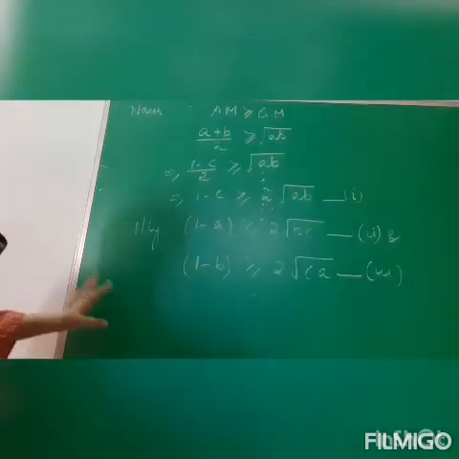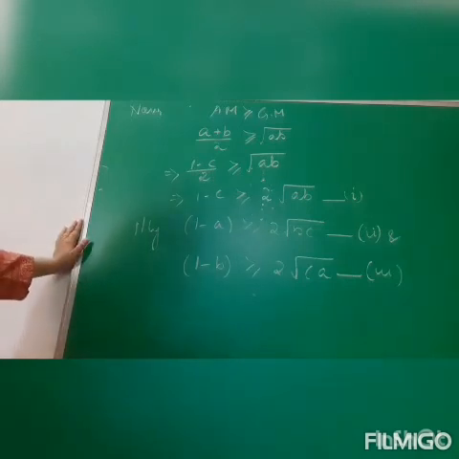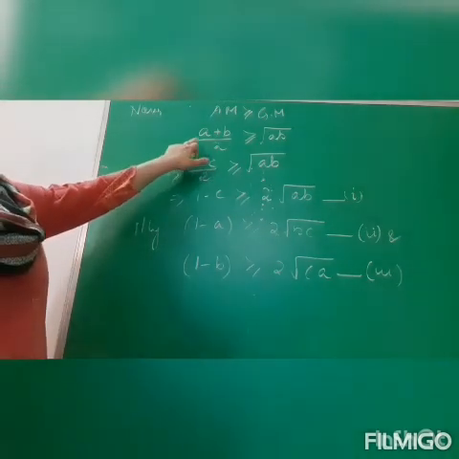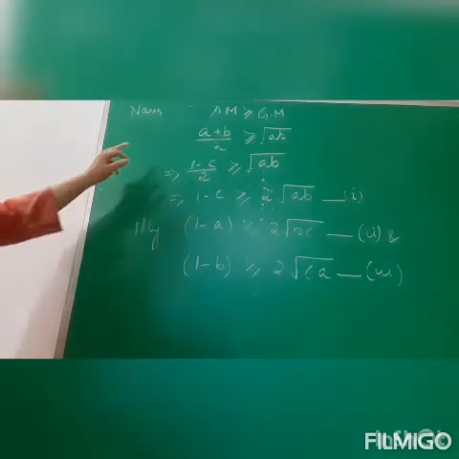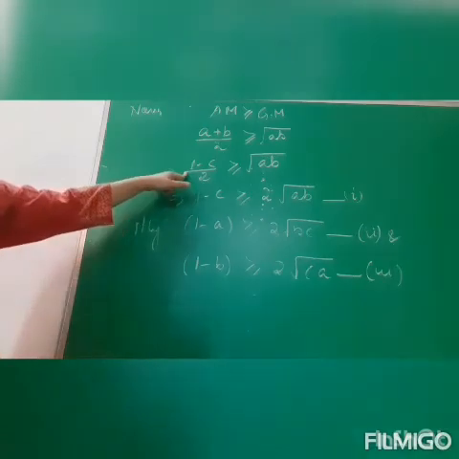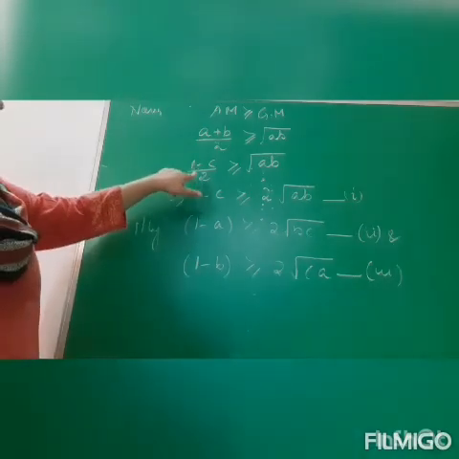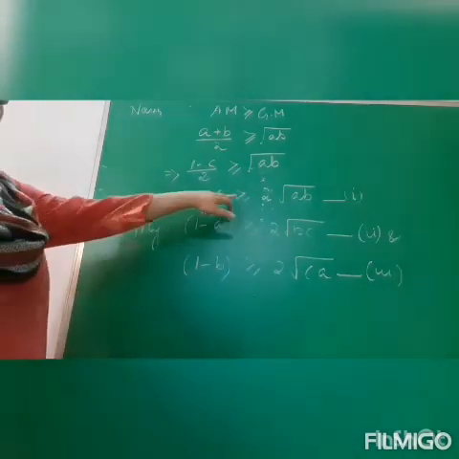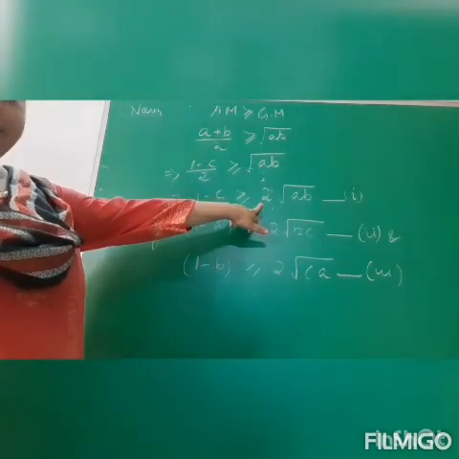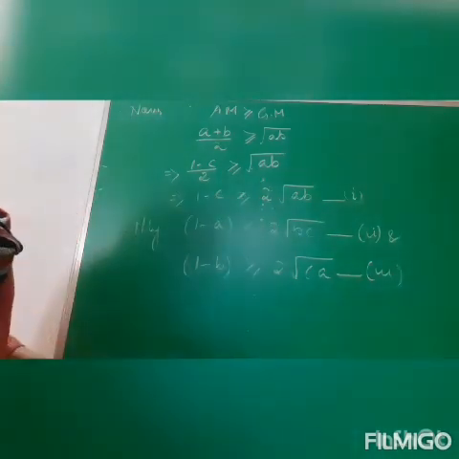Now we know that arithmetic mean is greater than or equal to geometric mean. So for that we can now write here that (a plus b) divided by 2 is greater than or equal to root over ab. Now in place of a plus b I can write 1 minus c, just now we have found out. So (1 minus c) divided by 2 is greater than or equal to root over ab. 1 minus c is greater than or equal to twice root over ab. So keep this one as equation number 1.